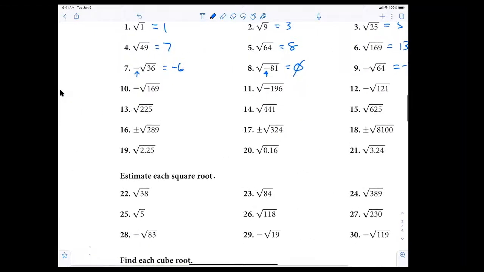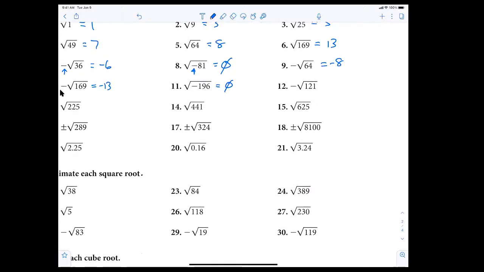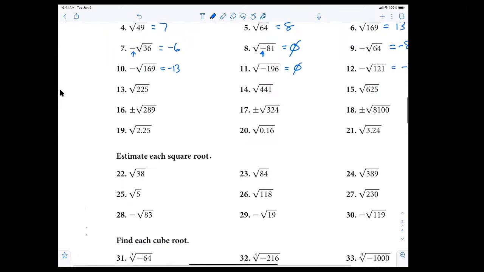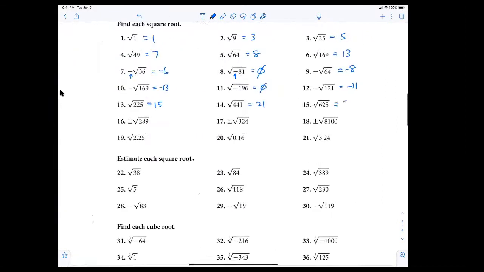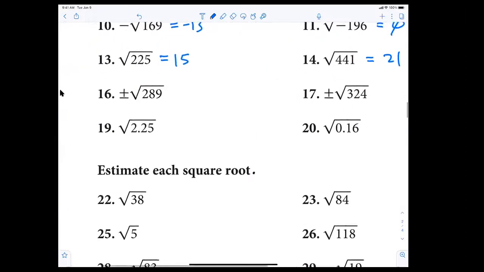Sean, negative 13. Go. No, yes, no solution. Thank you. Number 12, number 12 is 11, negative 11. Negative 11. Thank you. 13, perfect. 14, beautiful. 15, 25. 16, William.